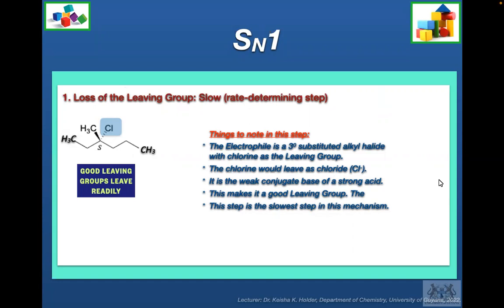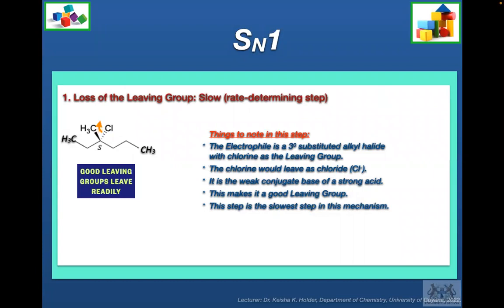Okay, now as you can see here, the chlorine would leave as a chloride. It is a weak conjugate base because it is the conjugate base of a strong acid, and that is what would make it a good leaving group, because as you know, poor bases make good leaving groups. Good bases make excellent nucleophiles. The step in this case is the slowest in the reaction mechanism.